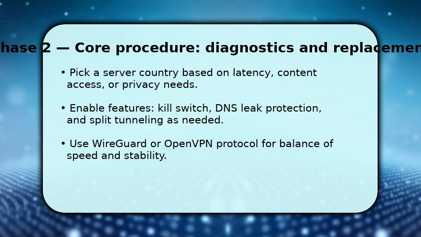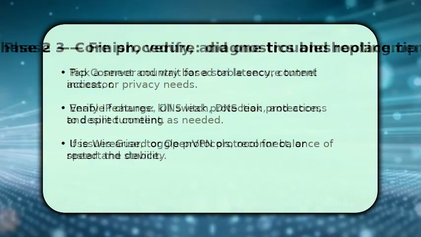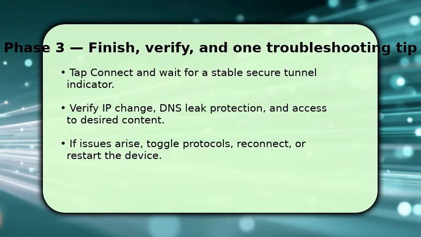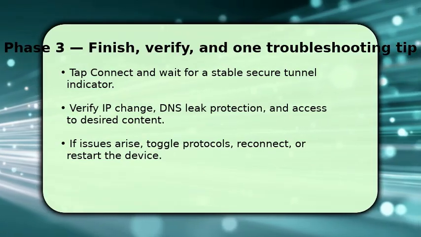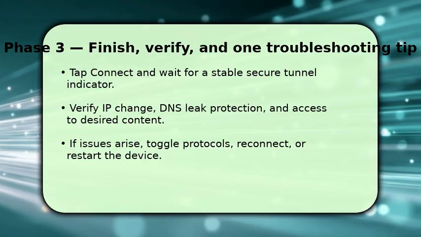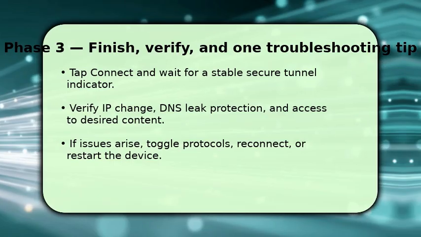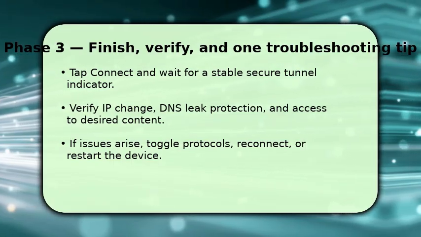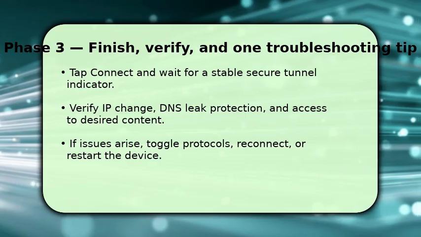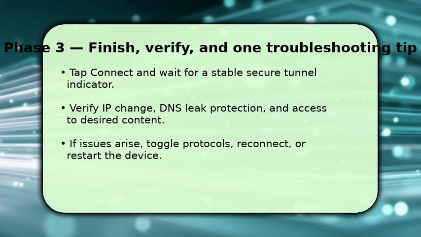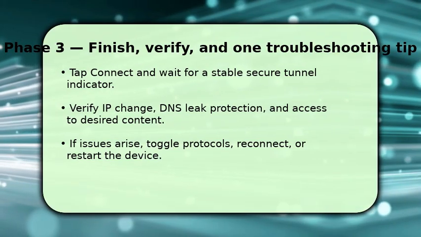Tap Connect and watch for the secure tunnel indicator. A stable connection shows encryption is active. Verify your new IP and that DNS requests route through the VPN because that confirms privacy protection. If streaming, check the service you need to access. Once done, you can toggle location or use favorites for future quick connections.